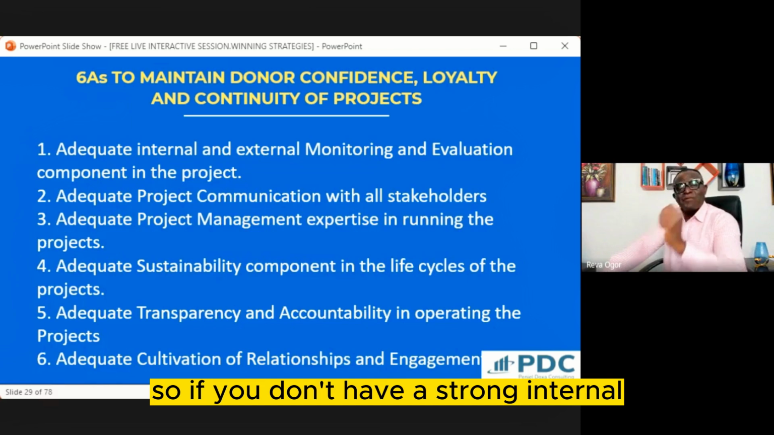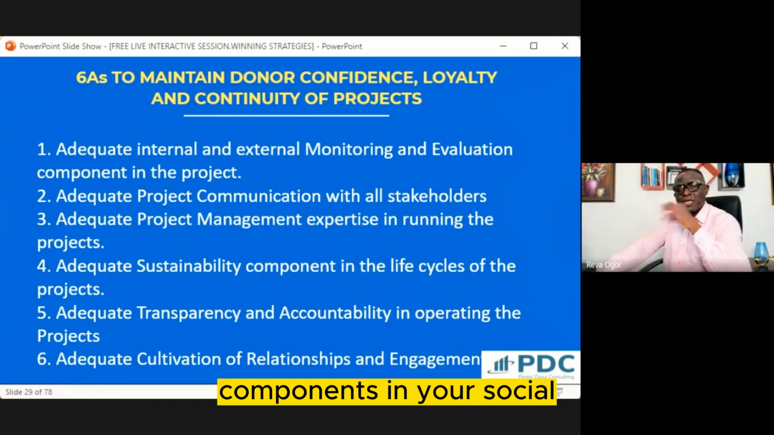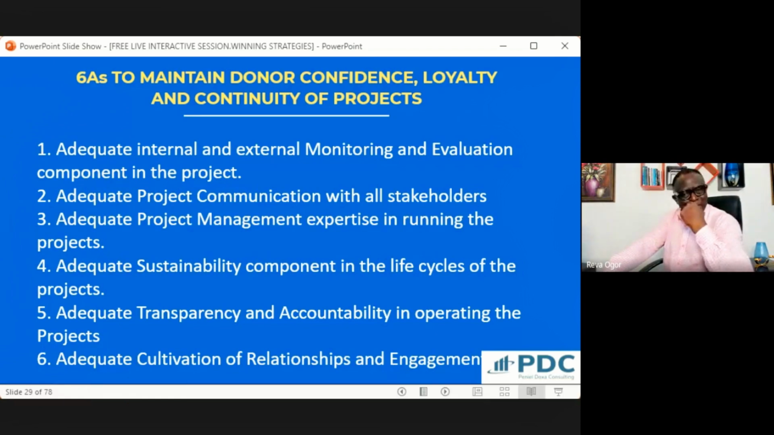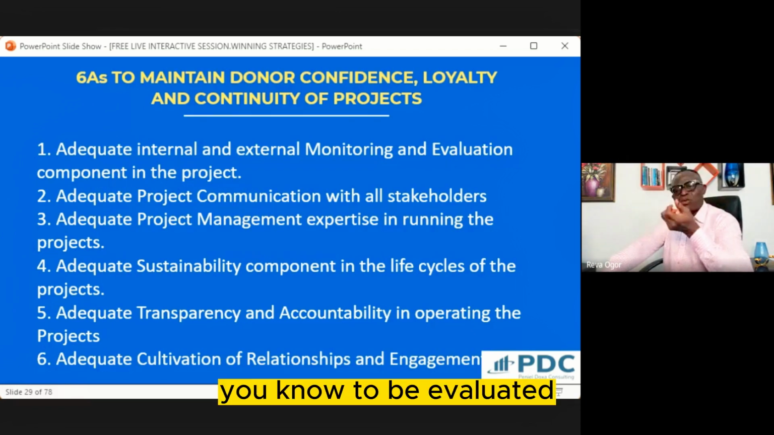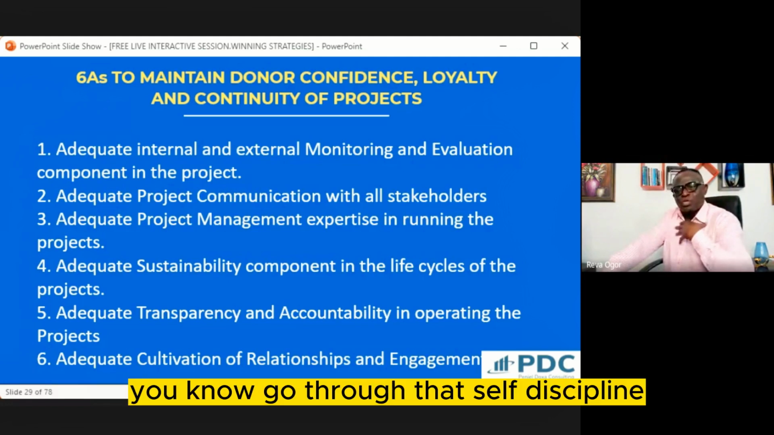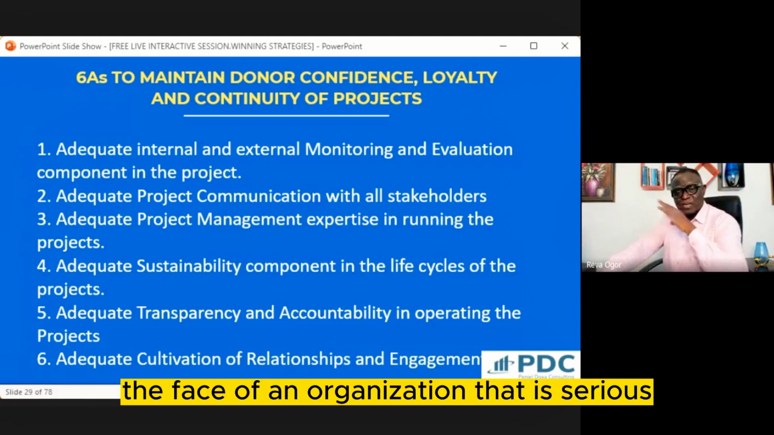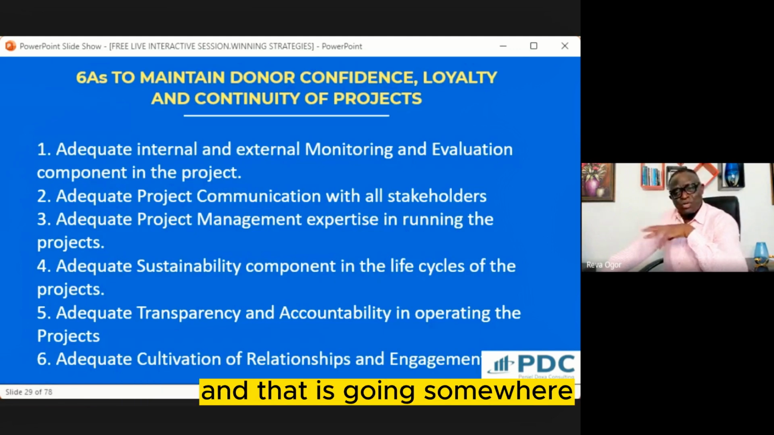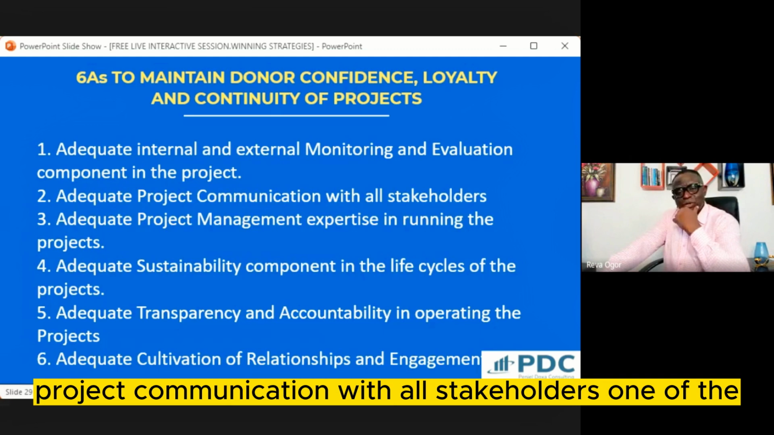So if you don't have a strong internal and external monitoring and evaluation component in your social impact project, please don't try. You must be ready to be evaluated. You must be ready to be monitored. You must be ready to go through that self-discipline, to present the face of an organization that is serious and that is going somewhere. You need adequate project communication with all stakeholders.